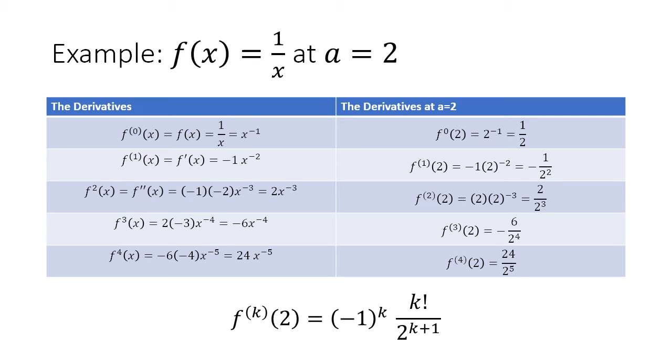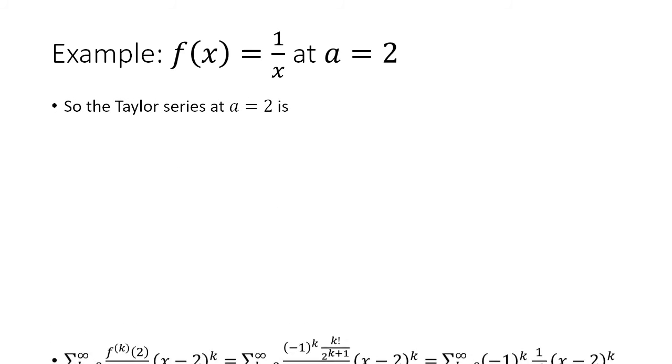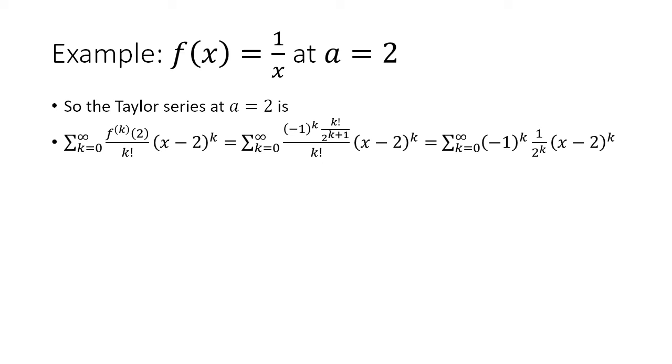So if I plug in k equals 0, ensure that I get f to the 0 of 2. When I plug in k equals 1, make sure I get f to the 1 of 2. And likewise, when I plug in 2, 3, and 4, the same results follow. So now to find the Taylor series at a equals 2, I simply go to the Taylor series formula and plug in the formula for the kth derivative of f evaluated at 2. And then I simplify. After some simplification, I get this series, the series from k equals 0 to infinity, negative 1 to the k, 1 over 2 to the k, times x minus 2, all to the k. This is my first Taylor series that we found.